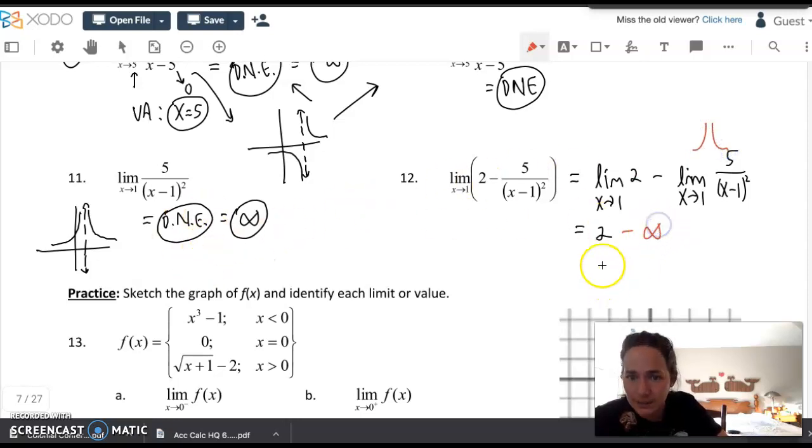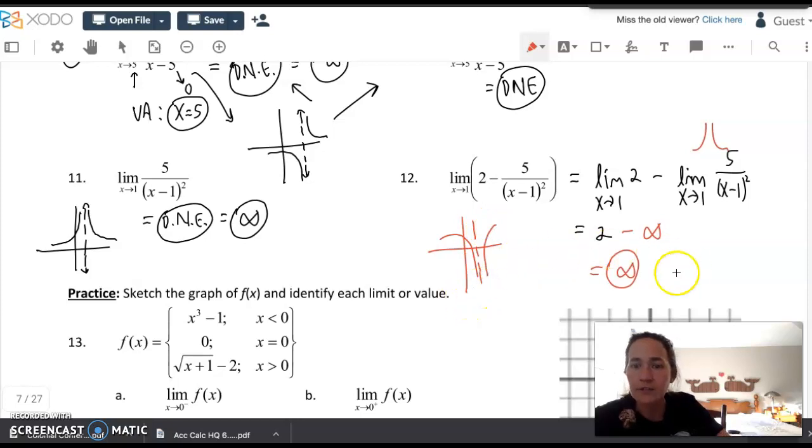So 2 minus infinity, if I were to graph this entire function, you get a function that decreases forever around the asymptote. It's going to look something like that. So negative infinity is what I should have put. That would work, and then DNE.